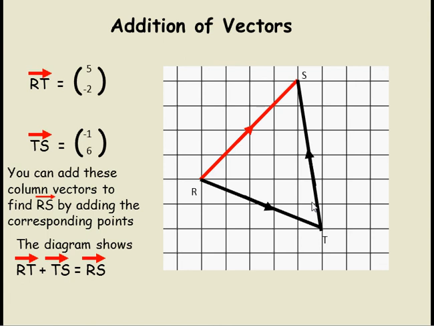Now, to work out what vector RS is, you can look at the graph, or the diagram there, and you can see that the answer should be 4 in the x direction, 4 in the y direction: (4, 4). But if you look at the answers here, if we add 5 and -1, if we add -2 and 6, we get (4, 4). So there you go. Works graphically, it works algebraically.